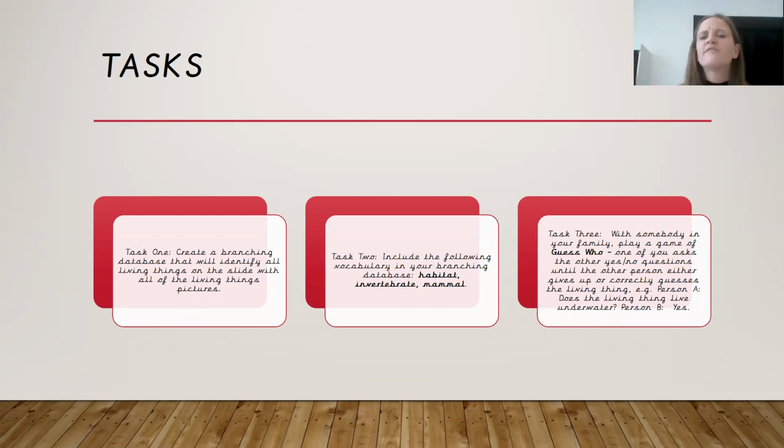So with someone in your family, play a game of Guess Who. One of you asks the other yes, no questions until the other person either gives up or correctly guesses the living thing that you have chosen. So person A says, does the living thing live underwater? And person B would say yes or no. And this should help you narrow down your choices of what living things they've got. So that should be something really fun for you to play, and you can set it up however you would like.